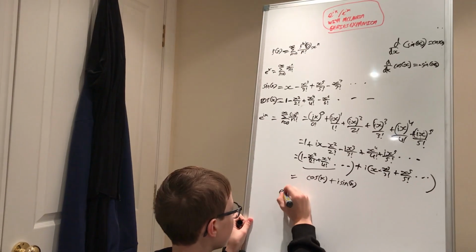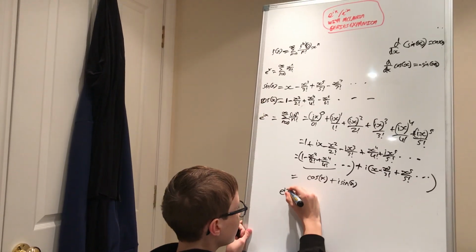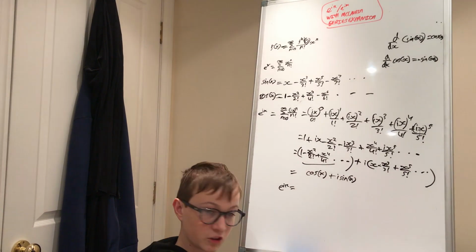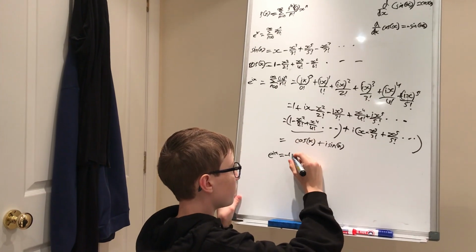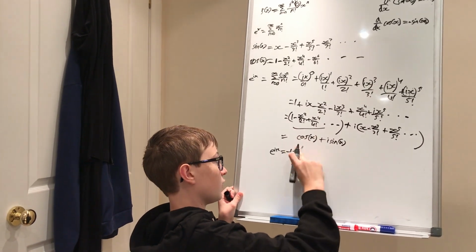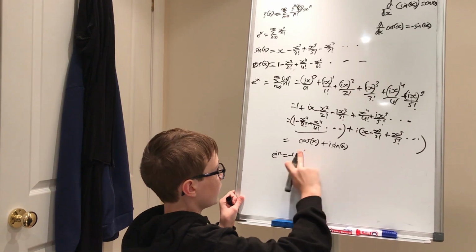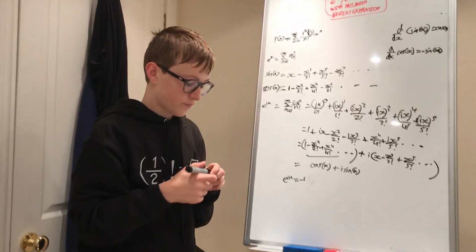we get e to the i pi equals cosine pi, which is negative 1, plus 0. So e to the i pi equals negative 1.